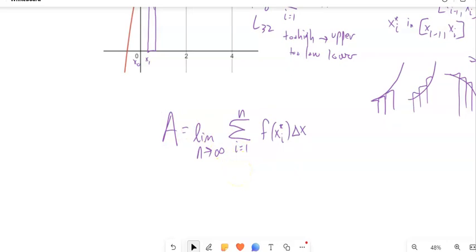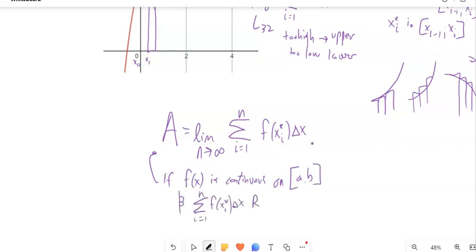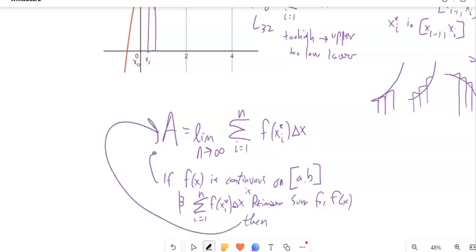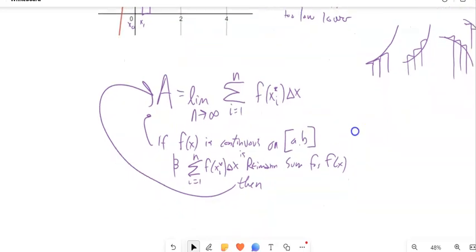If you go crazy and say, fine, I'll just do it for an infinite number of rectangles where this width is infinitely small, then you'll have it exactly. Interesting. So I'm going to add some things to here. If the function is continuous on that interval, and this is the Riemann sum, then the area equals that. Yeah, kind of interesting. So we are going to build on that idea a little bit later. That's kind of the big idea.